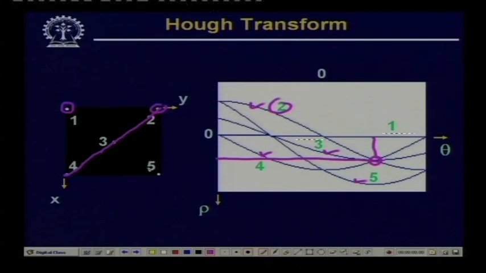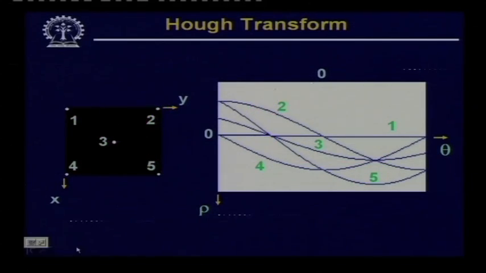For example, 1, 3 and 5. You find that this is the curve for 1, this is the curve for 3 and this is the curve for 5, and all of them are meeting at this particular point. So, whatever value of theta and rho I get here is the parameter of the straight line passing through these points 1, 3 and 5.